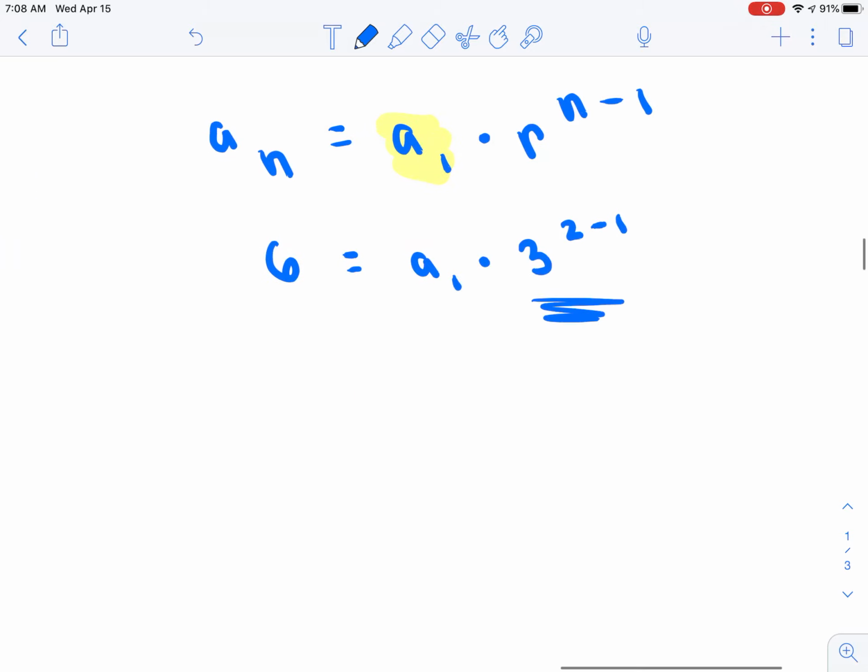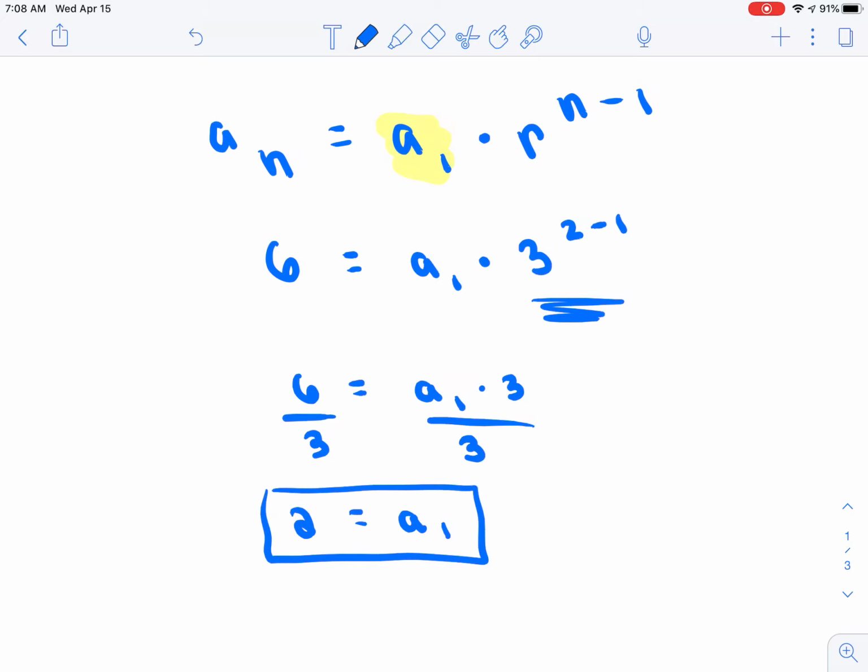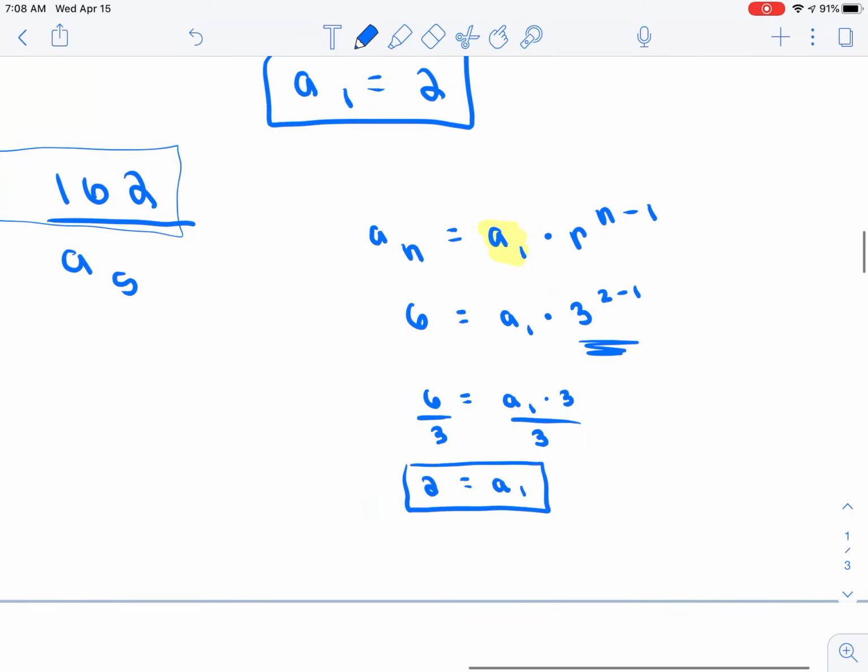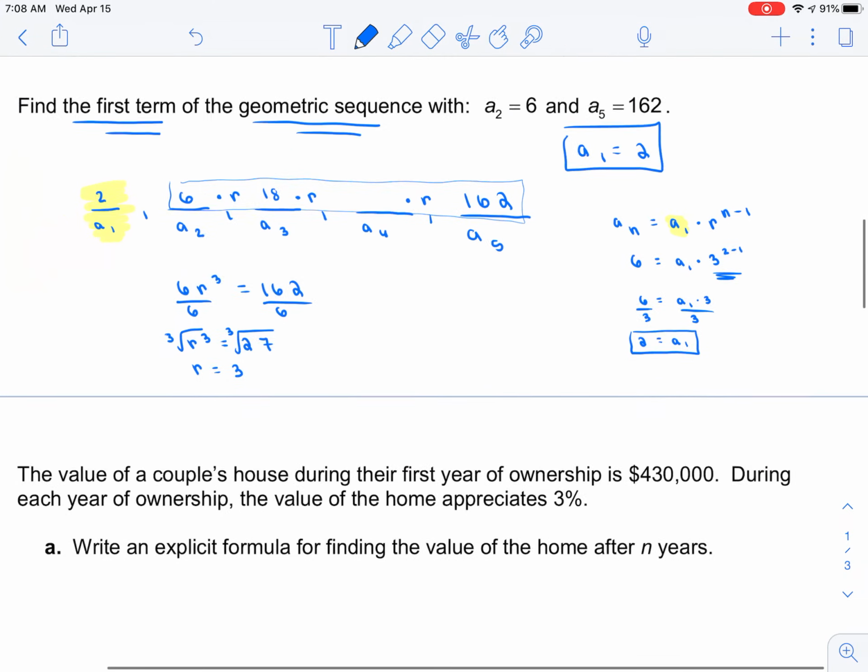Because think about this right here is a value. This would give me 3 to the first power, or 3. So what I get is 6 equals a sub 1 times 3. And then if I divide, you're going to get this value of 2. I think that there is a quizzes question that deals with doing something like this. So it's really good to just see that second way as well.